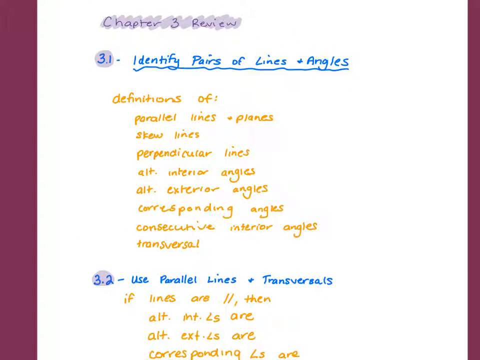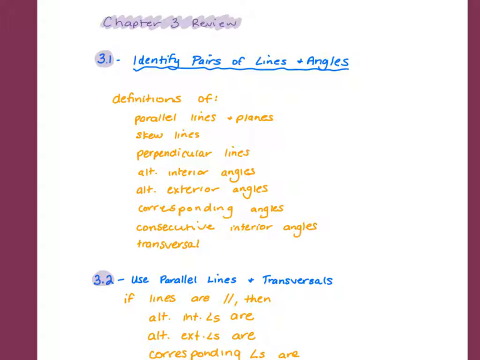So 3-1, I didn't write everything out for you, but a lot of it's there, okay? 3-1 says identify pairs of lines and angles. 3-1, 2, and 3 were what was on your quiz. There were a lot of definitions back then, and it's been a little while since we've seen these, so these are great to review on your Quizlet. But you definitely want to understand the difference between these: parallel lines and planes, skew lines, and perpendicular lines. Alternate interior angles, alternate exterior, corresponding, consecutive interior, and transversal. Those were all vocab terms from the first one.